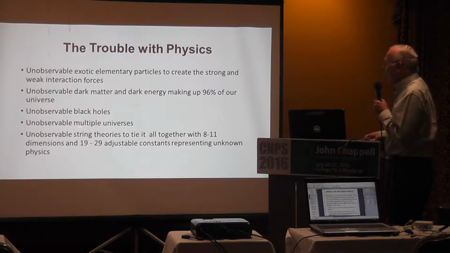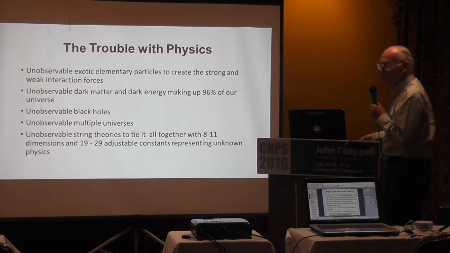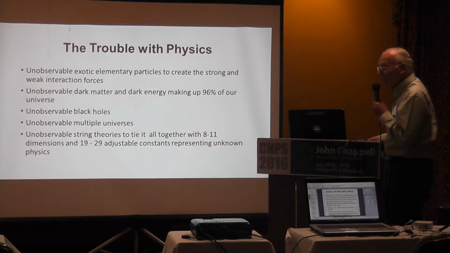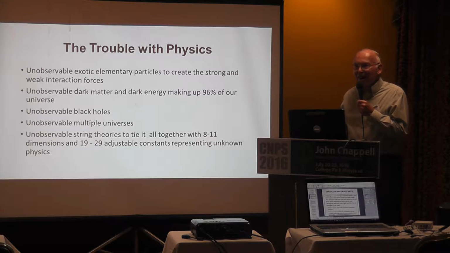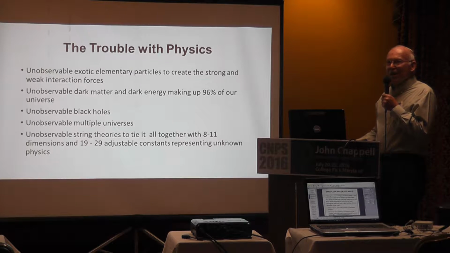And we have come about with the idea that there are multiple universes. And then we have our string theories to tie it all together, which have 8 to 11 dimensions, which we've never seen. We have 19 to 29 adjustable constants in our string theories, representing unknown physics. How good is a theory with 29 adjustable constants representing unknown physics? I mean, couldn't we do better than that?